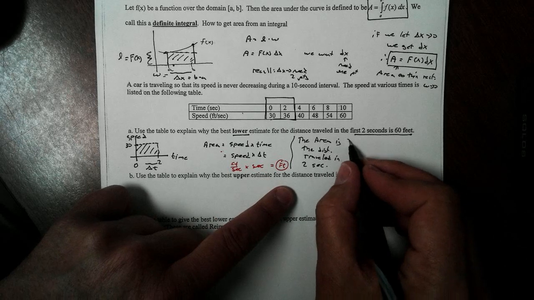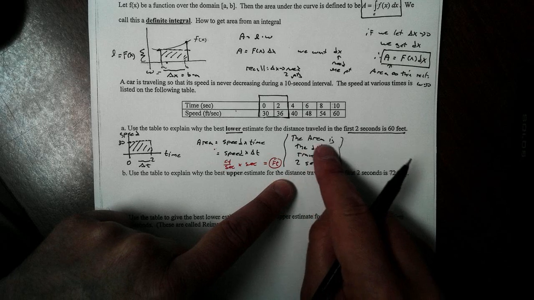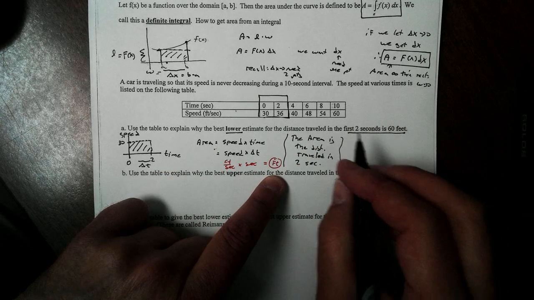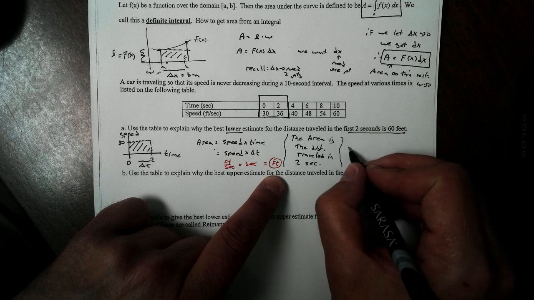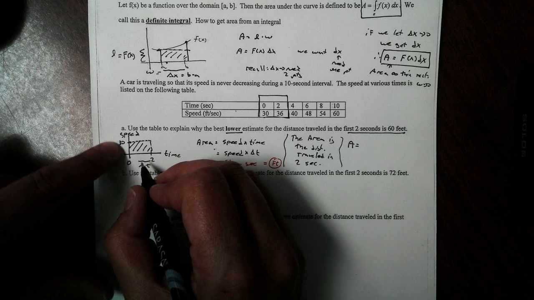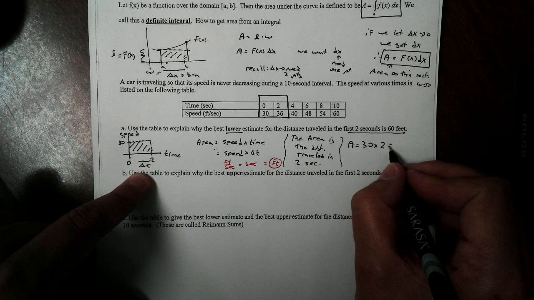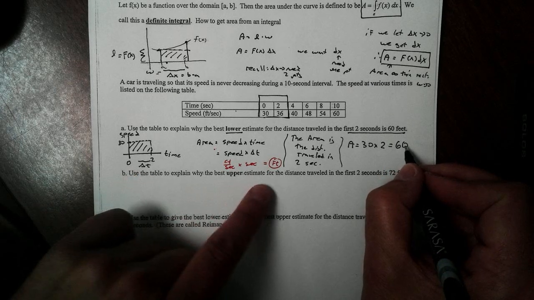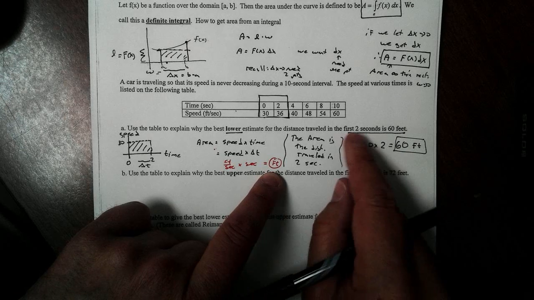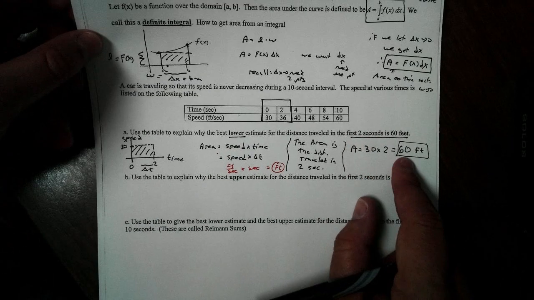Now, it's really the displacement. We'll talk about that more later on. But it's giving us how far we traveled from the original spot in 2 seconds. So to get my area, I'm just going to take the length of my rectangle, which is 30, times the width, which is 2, and we're going to get 60, the units being feet. And that's what we said. And that's why the lower estimate is 60 feet.